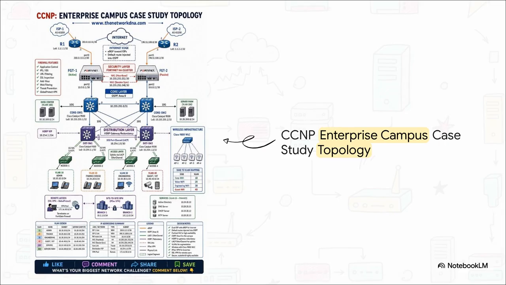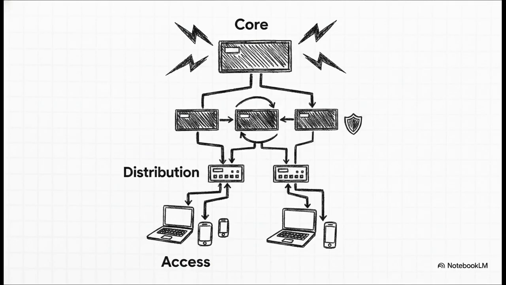Traffic flows up from the local VLANs through very distinct tiers before it ever reaches the internet edge at the top. So let's break these tiers down, because every layer has a very specific, crucial job.